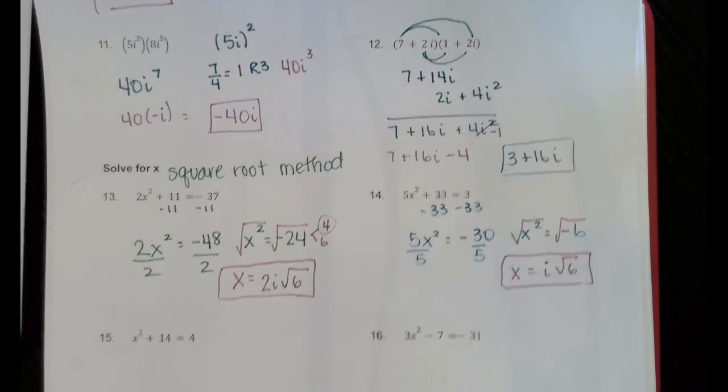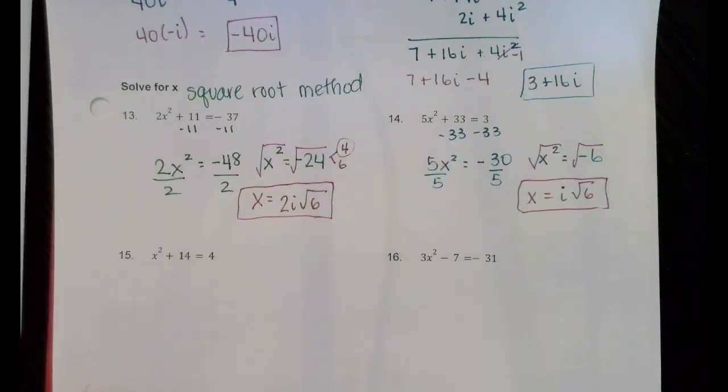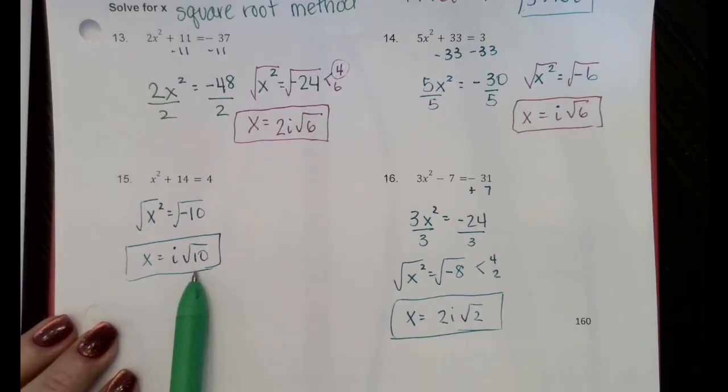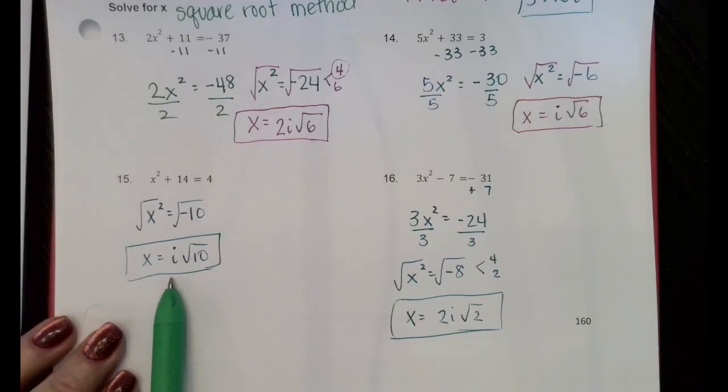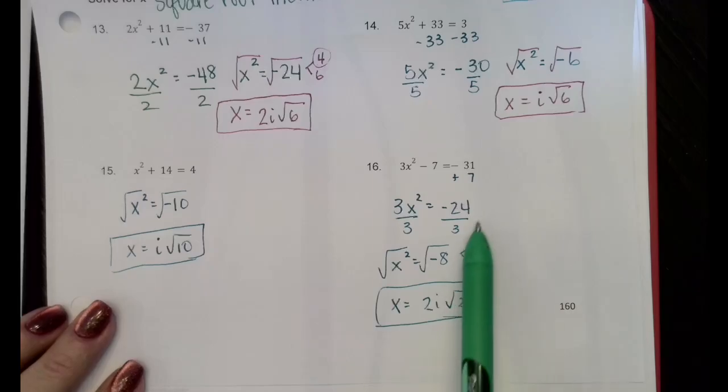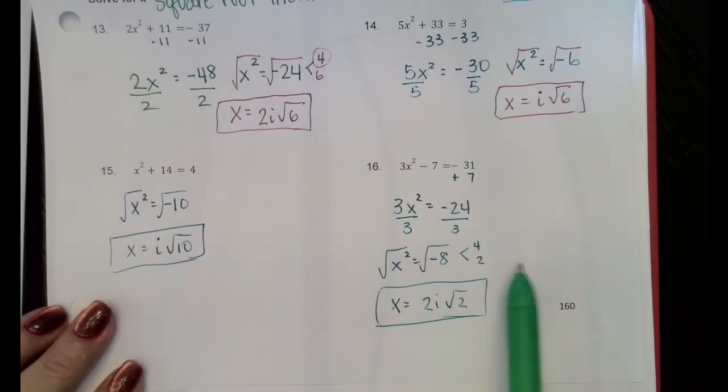Okay, go ahead and pause the video and do the last two, and then come back and check your answers. All right, y'all. Here are the final answers on this. So this one's pretty simple. 10 doesn't have a perfect square that goes into it, so the only thing I can pull out is the i. Over here, when I simplify this all the way down, I get negative 8. So I can pull out a 2i square root of 2. Okay, that's it.